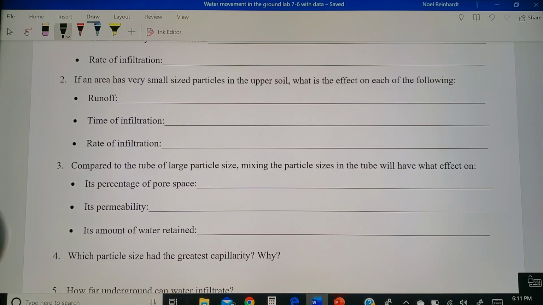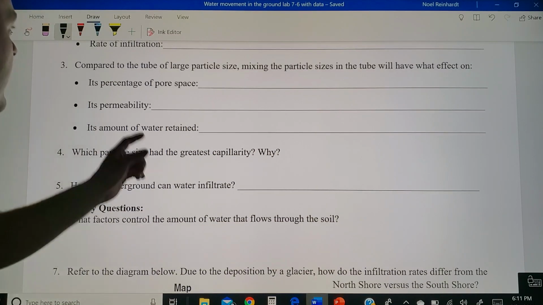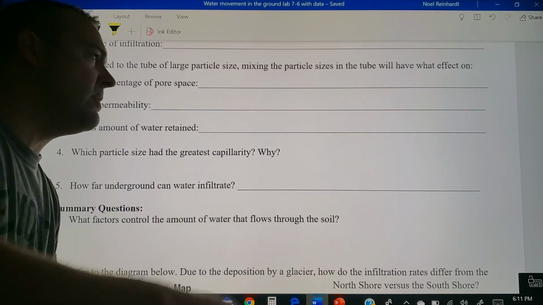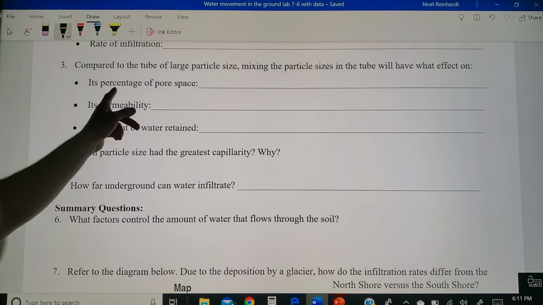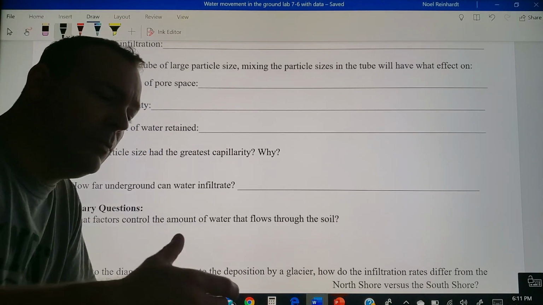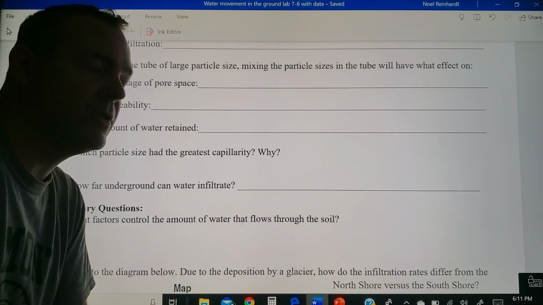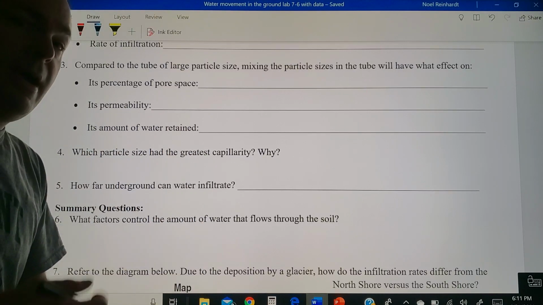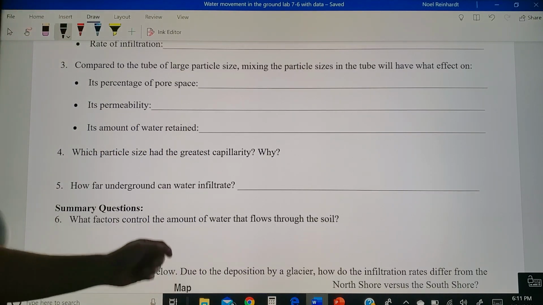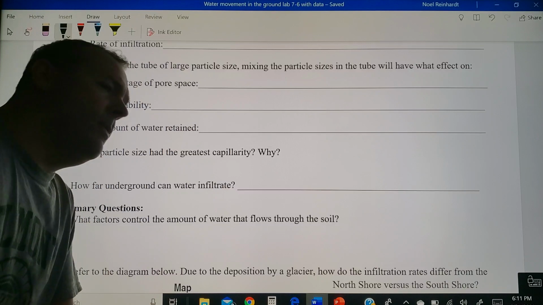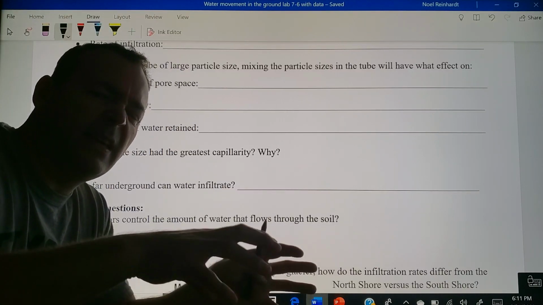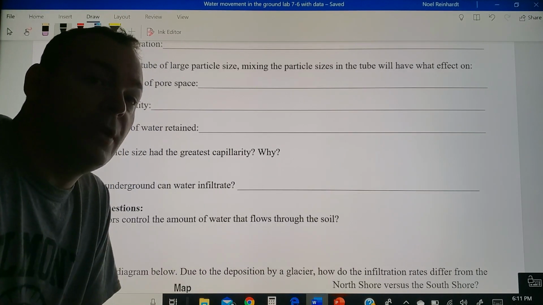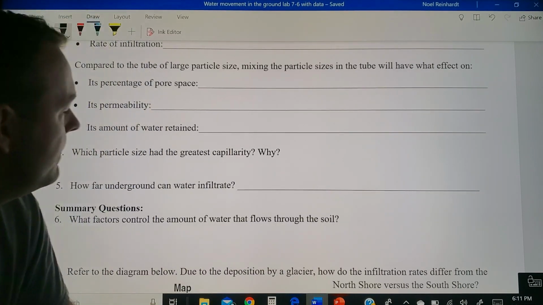All right. The third one there, compared to the tube of large particles, what would happen if we mixed them? And we referred to that earlier. If you mix them, you're going to have less pore space because now the little ones fill in the gaps between the big ones and there's less air space in the ground. It'll also make it less permeable, right? Less air space, water can't get in. And it will retain a little bit more water because water likes to cling to things. And if there's a lot more little itsy bitsy spaces to cling to, then the water's going to get stuck in the soil.